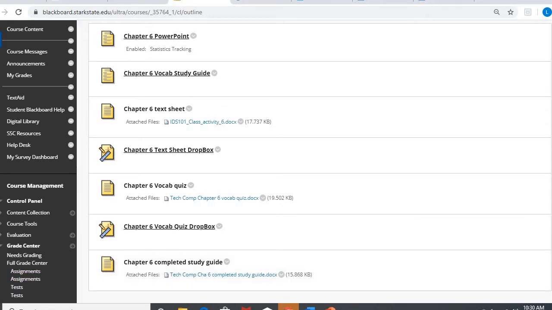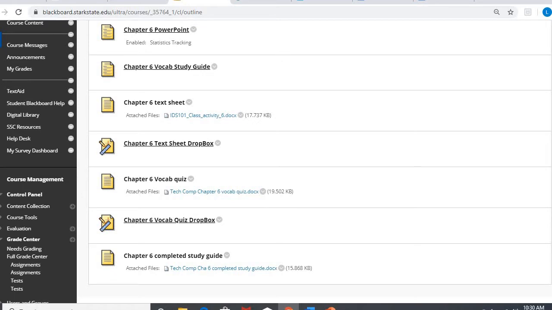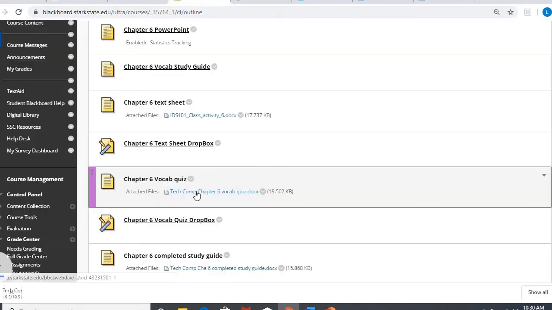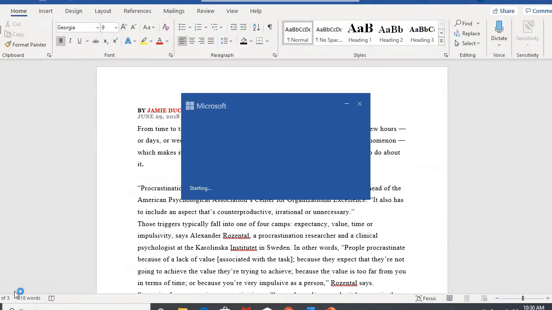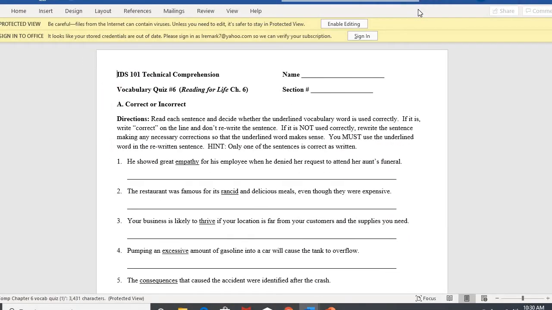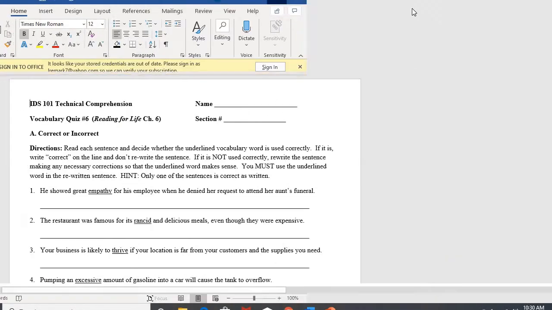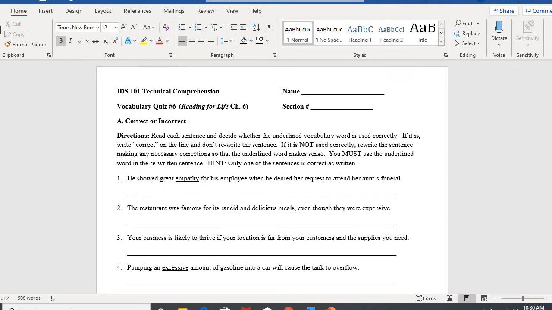So for Monday, March 23rd, just a reminder, due tonight by 10 o'clock is your Chapter 6 vocabulary quiz. I'm already in the Chapter 6 folder. Here's our Chapter 6 vocabulary quiz. There it is. You download it. I've only had a couple of you turn it in so far. And I know I've touched base with more of you than that, so I'm hoping maybe the rest of you are going to be submitting that tonight. So here's our Chapter 6 quiz.